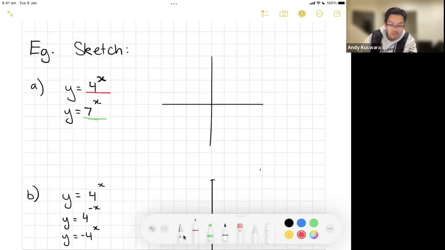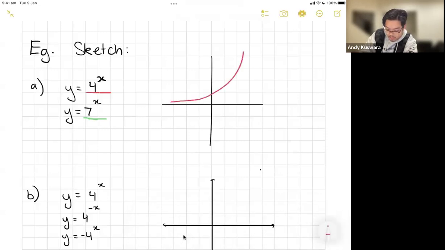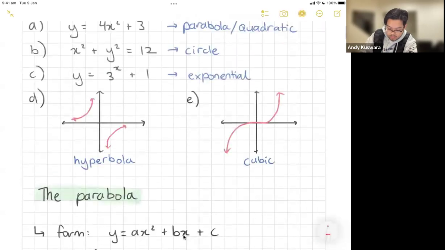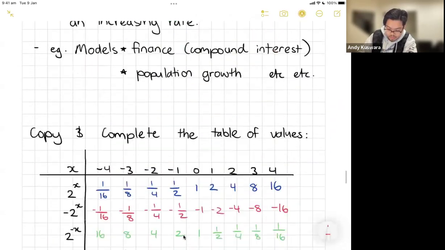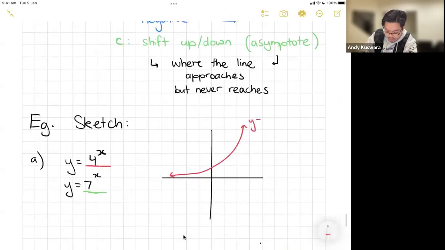So both of these numbers are positive, so I know the first one, I'm just going to kind of draw, I know it's going to be that kind of shape. And I'm going to label it y equals 4 to the power of x.